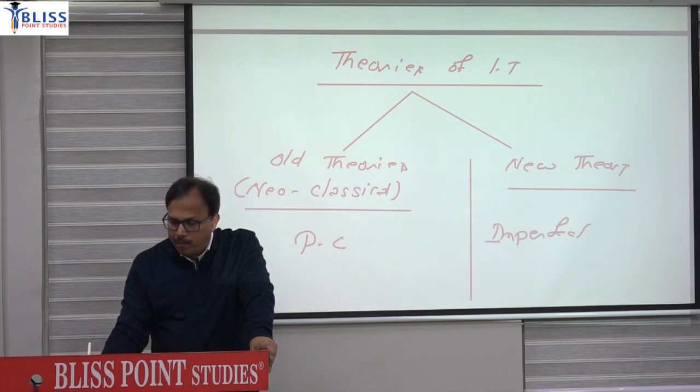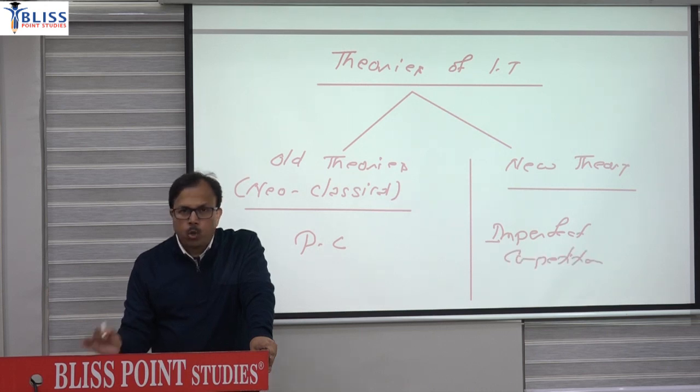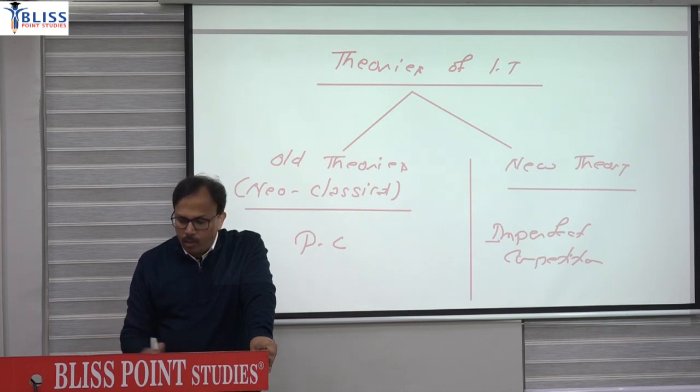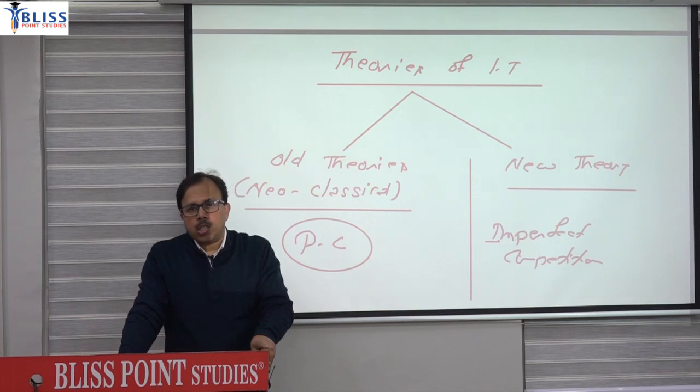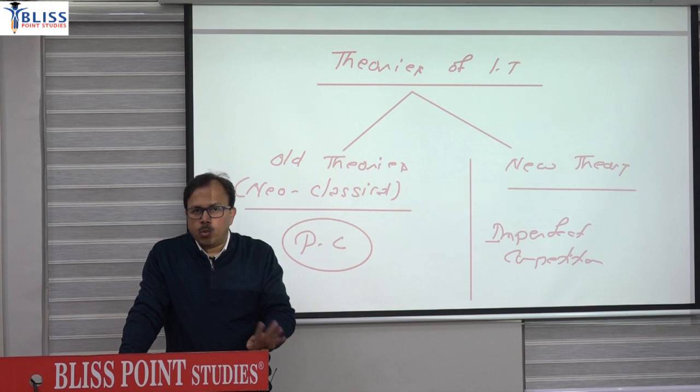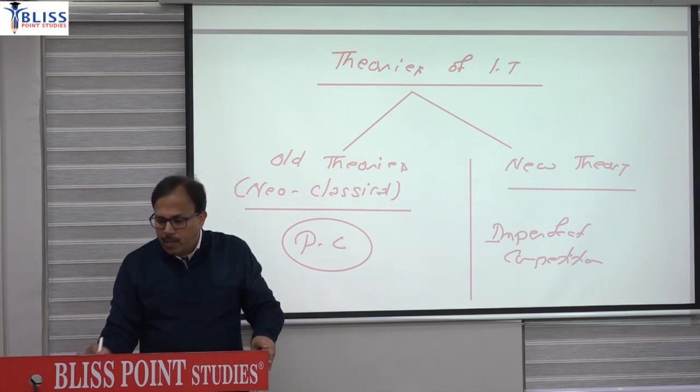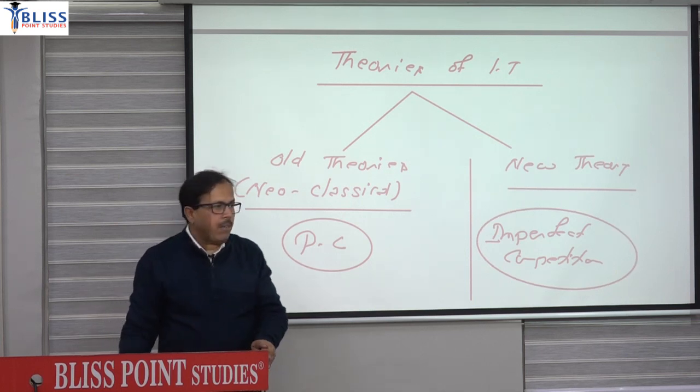But when I say imperfect competition, it includes monopoly, monopolistic competition as well as oligopoly. Old theories assume that the market is perfectly competitive, which means there are a large number of sellers producing identical products, with constant returns to scale. Old theory will explain only one type of trade, which is called inter-industry trade, cloth for food, food for cloth, and so on.